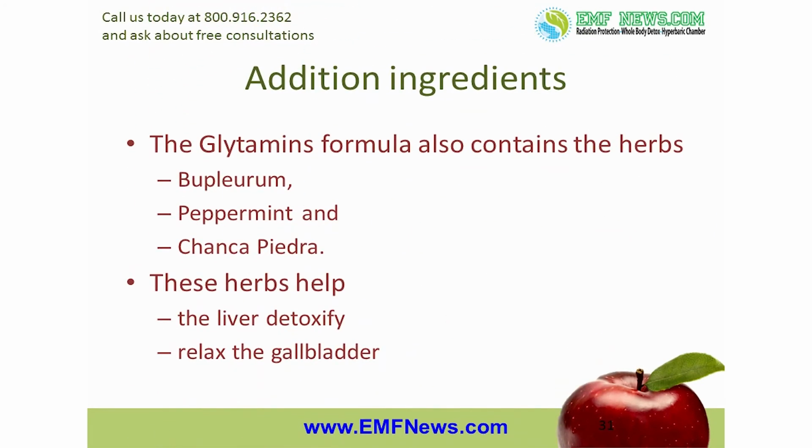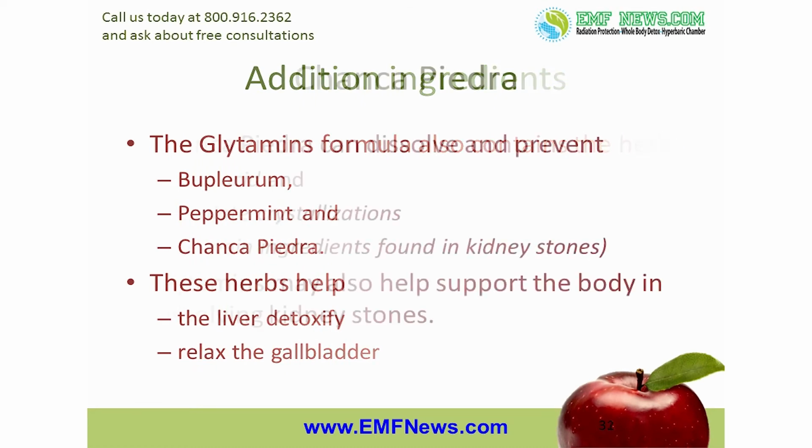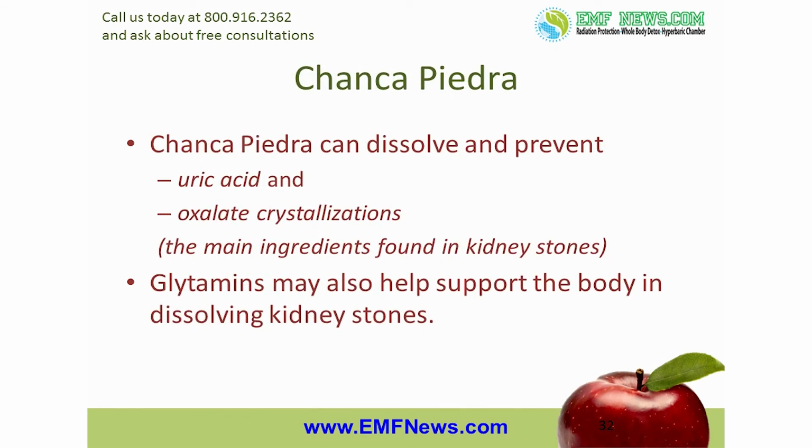The glytamins formula also contains the herbs bupleurum, peppermint, and chancca piedra. These herbs are used to further help the liver detoxify and to help relax the gallbladder so that as the bile begins to flow, stones can pass out more easily. In addition, scientific studies have shown that Chancapiedra can both dissolve and prevent uric acid and oxalate crystallizations. Since these are the main ingredients found in kidney stones, glytamins may help support the body in dissolving kidney stones as well.